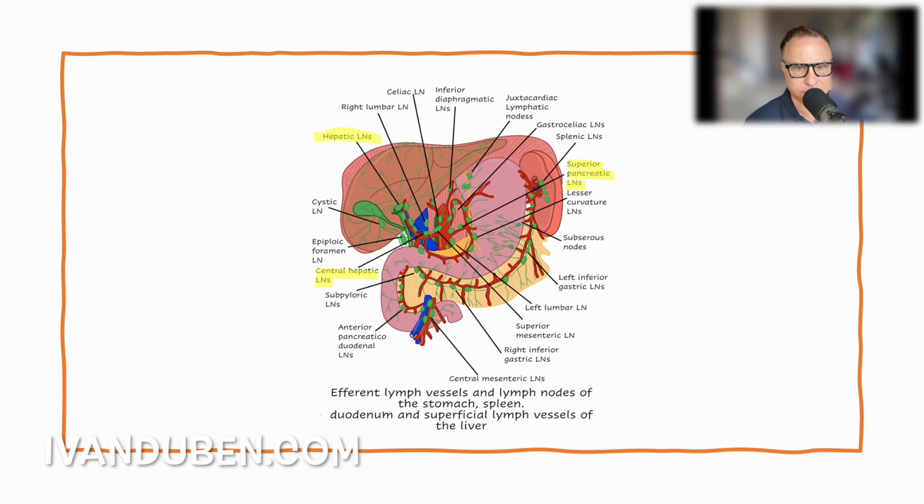In this image, we can see how the stomach lymphatics also interact with the lymphatics supporting the liver. And of course, most of the lymphatics in the epigastric area coalesce into the cisterna chyli and then enter into the thoracic duct.